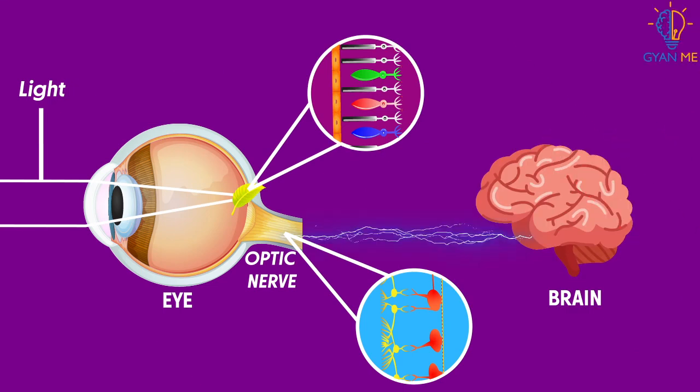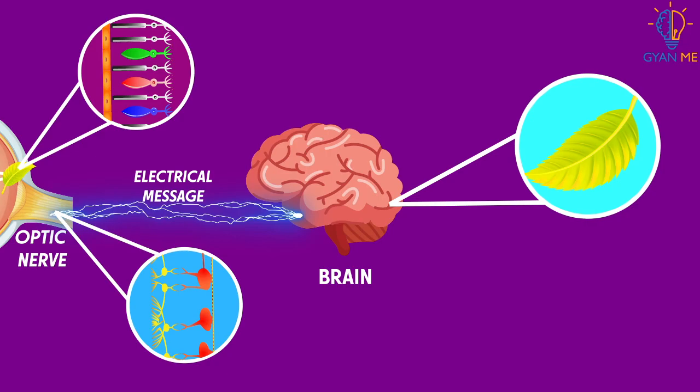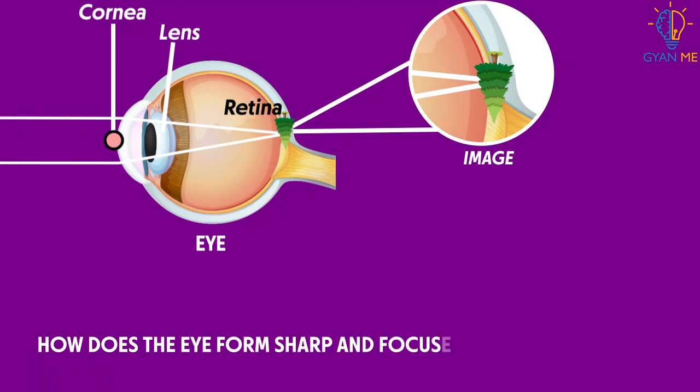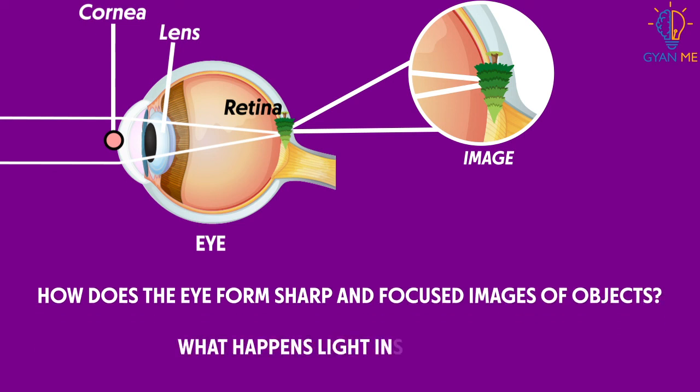So what we have seen is the structure of the eye and how the eye can perceive different colors. But how does the eye form sharp and focused images of the objects? Or what happens to the light inside the eye? Think and try to answer it.